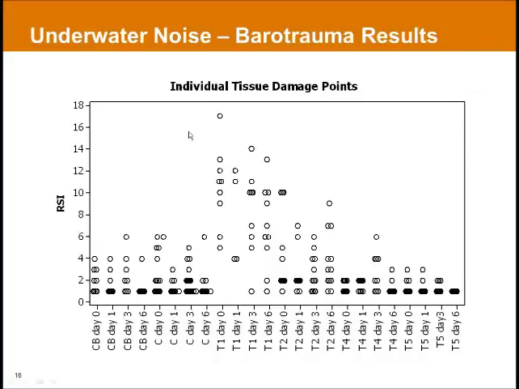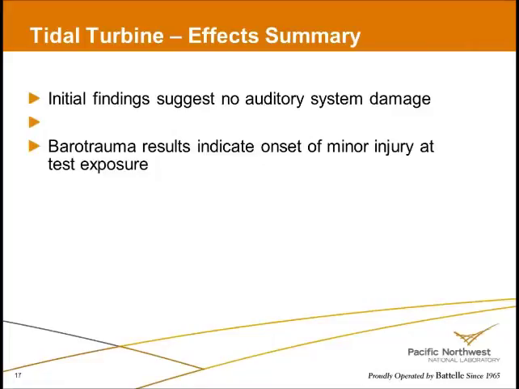I have some potential theories we can talk about later. And then let's go ahead to my summary slide. What we did find out is our initial findings with the auditory assessment is that there was not any damage to the auditory system or to auditory sensitivity. Again, these are initial findings, and all of this is still under investigation. And the barotrauma results indicate an onset of some minor injury at the test exposure that was used for these salmonids. And let's move on to the next slide.